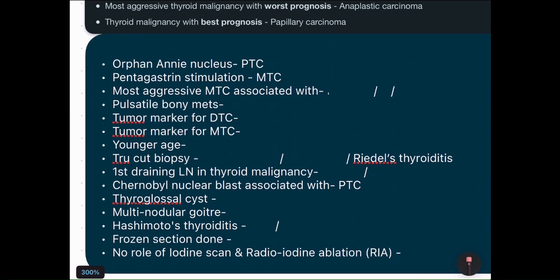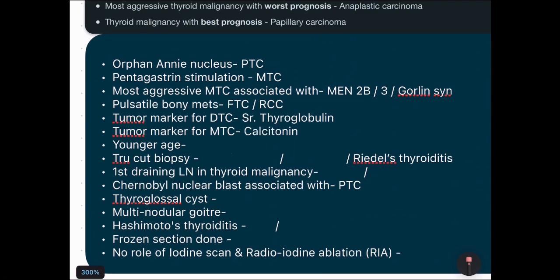Okay. Most aggressive medullary thyroid carcinoma is associated with MEN 2B. Yes, MEN 2B. MEN 2B is also known as MEN 3, which is also known as Gorlin syndrome. Very good. Pulsatile bony metastasis, I told you it is follicular thyroid carcinoma, as well as you can remember renal cell carcinoma. Tumor marker for differentiated thyroid cancer, I told you in differentiated thyroid cancer serum thyroglobulin is used as a tumor marker. But for medullary thyroid cancer, what we use is what? Calcitonin, parafollicular C cell. So it will be calcitonin.